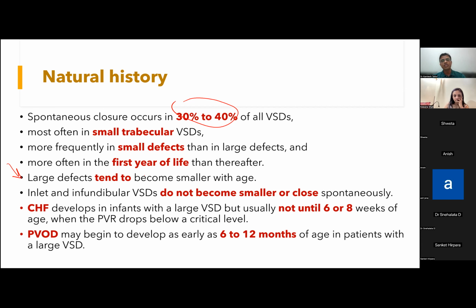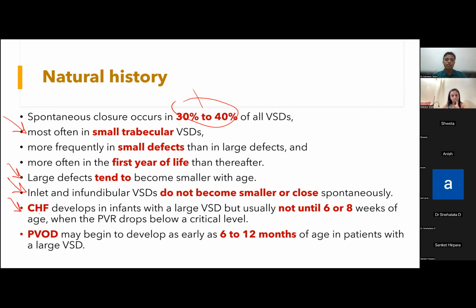Or if a patient presents after the first year of life and the VSD is not closed, one should not give hope that this VSD will close. And as I mentioned, if it is not a muscular VSD, it usually does not close. Again, one should not give hope to the relatives, because it falls in that 30 to 40%. You have a chance of one third to half of VSDs closing. Not all VSDs will close. So inlet and infundibular VSDs mostly will not close.